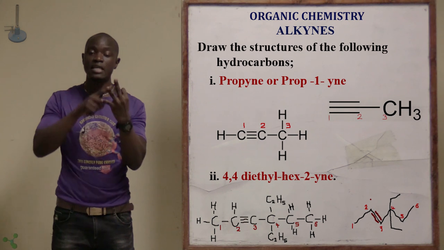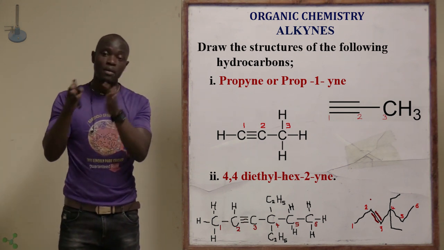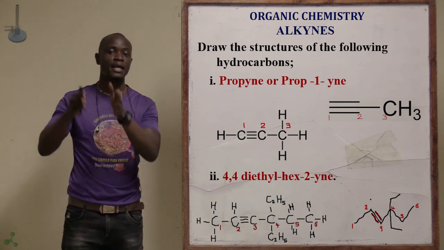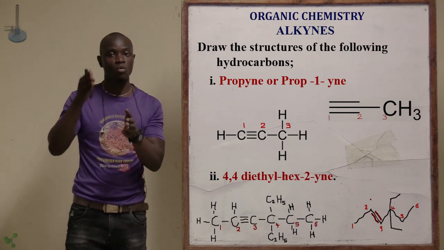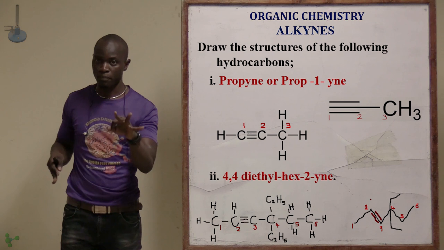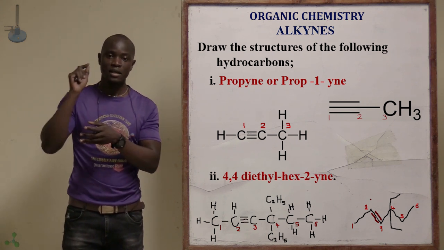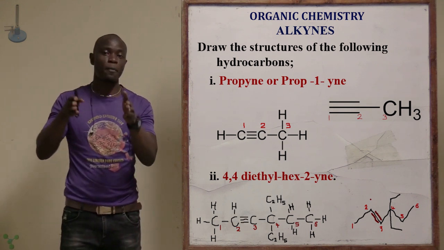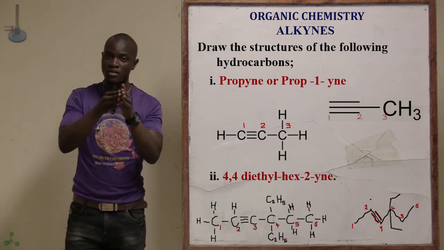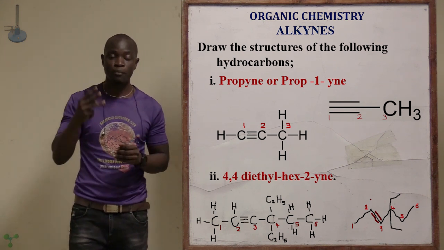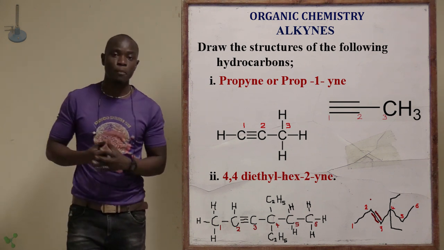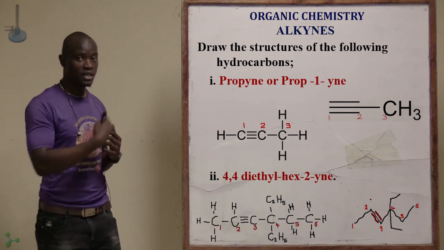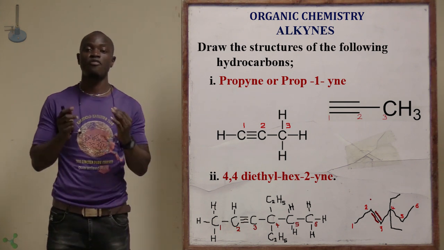So three carbon atoms is prop. The functional group or the family is yne, because the name ends with yne. So it means that it is in the alkyne family. Yne symbolizes that we are in the family of alkynes. So the full name is propyne: three carbon atoms, family of alkynes, meaning that we have a triple bond. So these are the structures of propyne. The triple bond can either be on this side or the other side. So that is the structure of propyne.